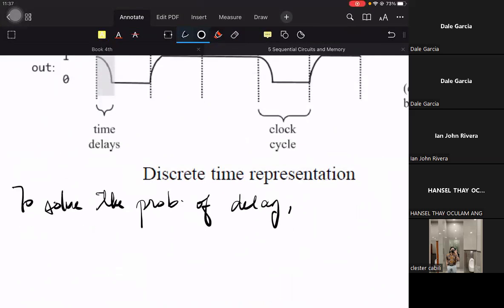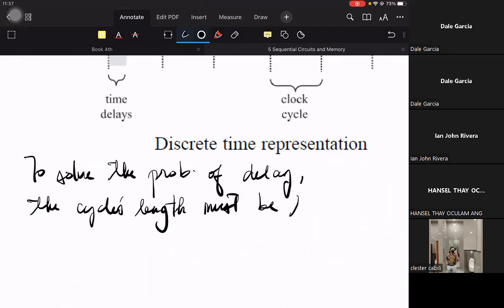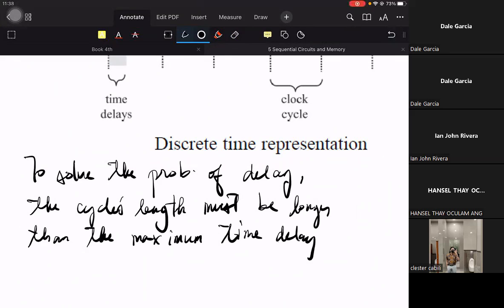So to solve the problem of delay, designers found out that the cycle's length must be longer than the maximum time delay that can occur. That is possible.